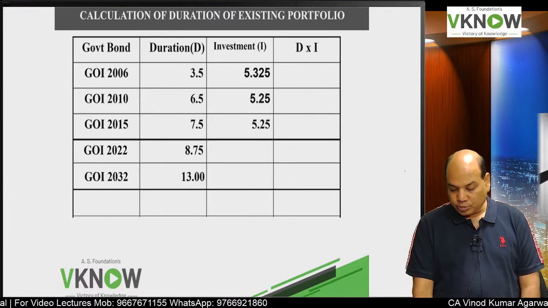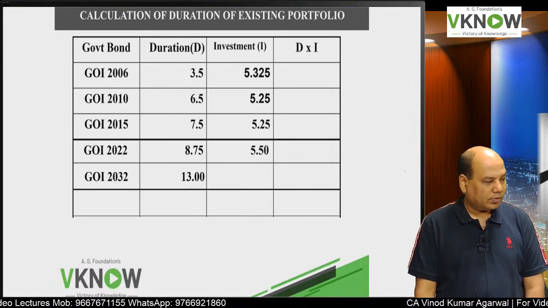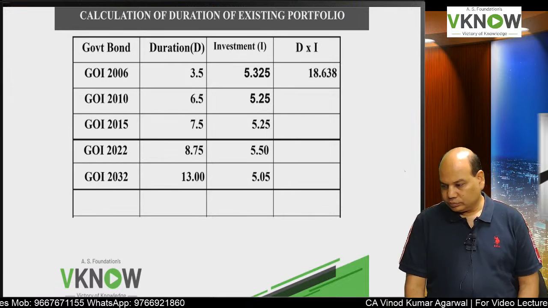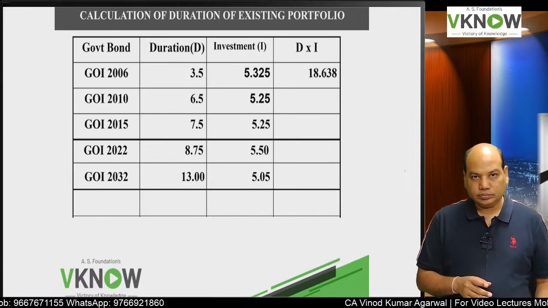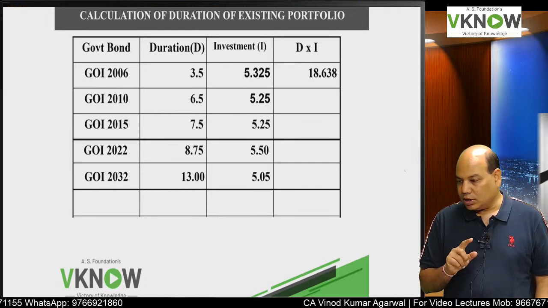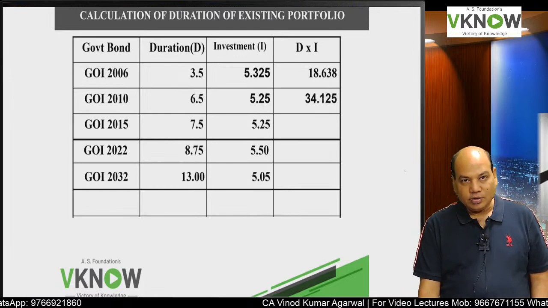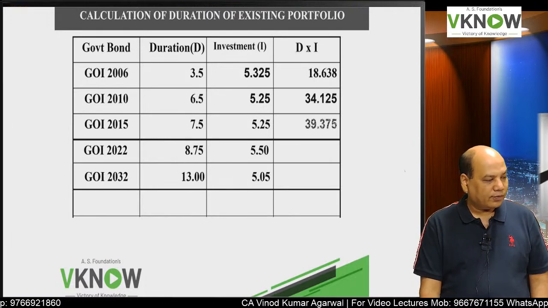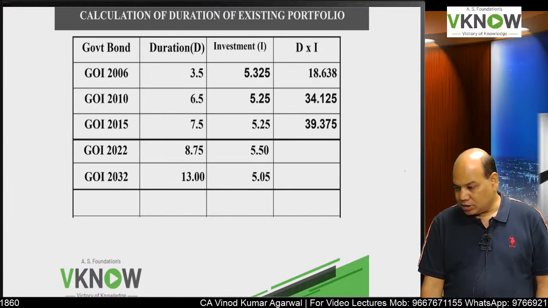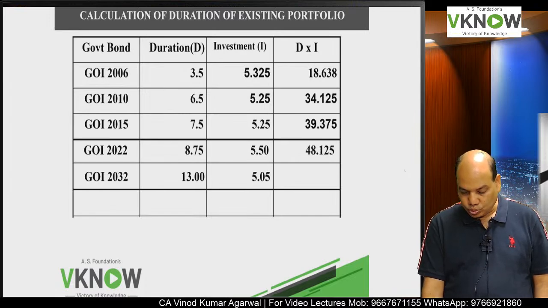5.325, 5.25. You can see in your own notebook 5.25, 5.50 and 5.05. Multiply these two columns. Use the memory plus function. Multiply equal to memory plus. Check the answer against my answer, and if there is a difference, immediately inform me. Is there any difference? No.